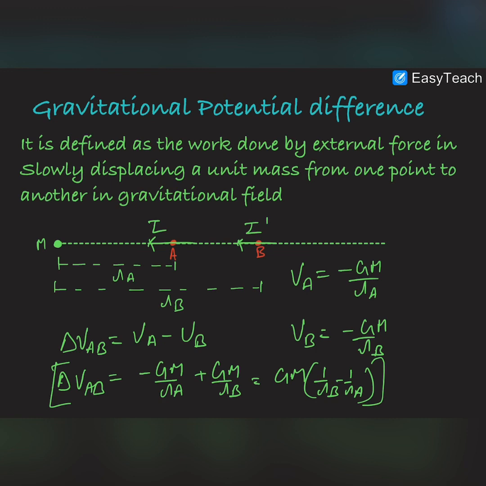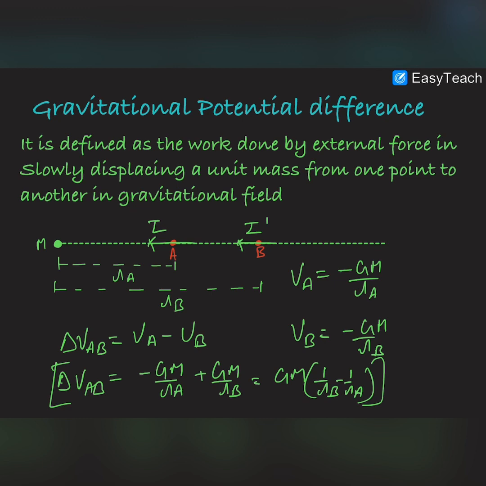Okay, so the potential of A is greater than the potential of B? You can see, in fact, the potential of A is less than the potential of B. You can see that VA is more negative than VB. So VA minus VB we have calculated, and it is a negative quantity because 1 upon RB is less than 1 upon RA. So this would be a negative quantity.